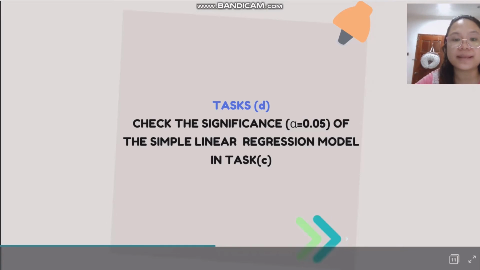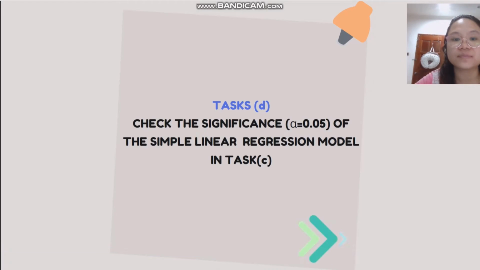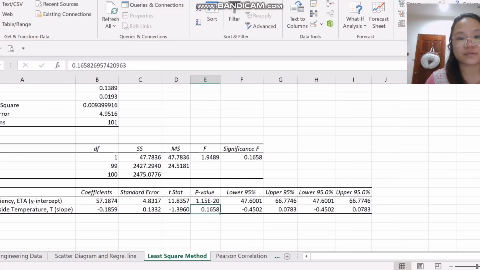Next, I will explain task D, which is checking the significance, alpha equal to 0.05, of the simple linear regression model in task C. From here, we know that the p-value is 0.1658. It is greater than alpha 0.05. Hence, the null hypothesis is accepted. There is no statistically significant relationship between the power efficiency and the daily outside temperature in the simple linear regression model.